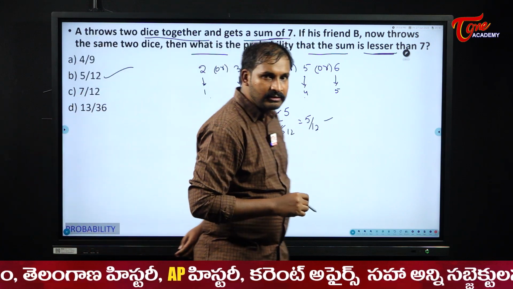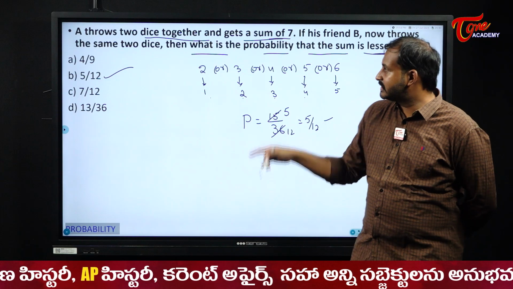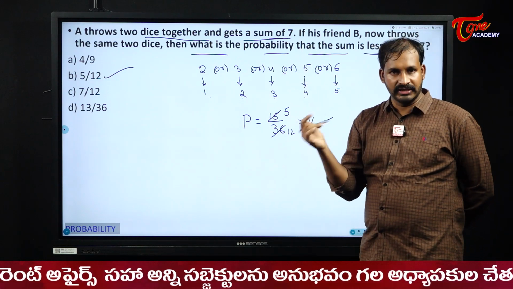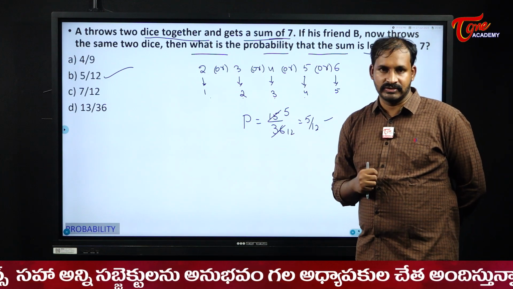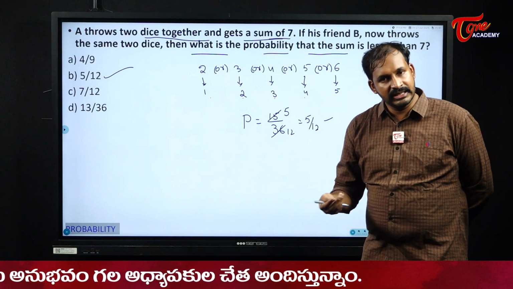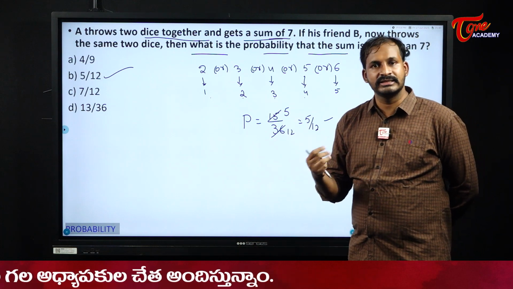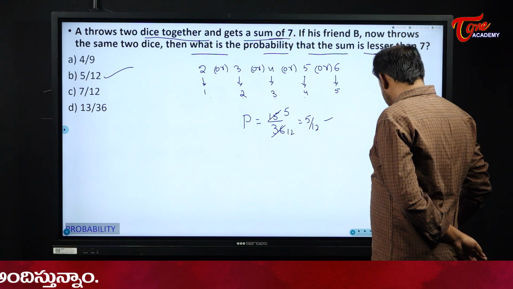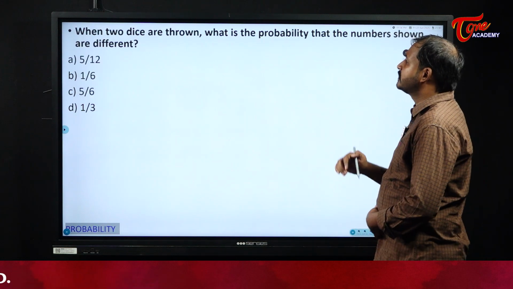Very simple. If you know these sums, why? Because students, mostly they ask questions based on the sum of 2 dice only. So you should be good at remembering this. Then you can easily solve the problem and get the answers very quickly. Okay? Right? Next one. Everyone pause the video and try to solve it.